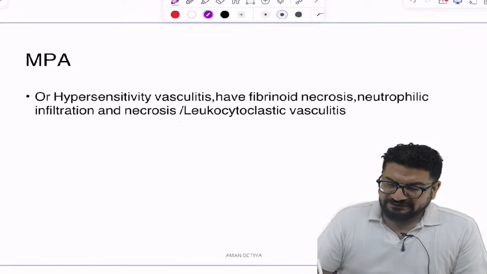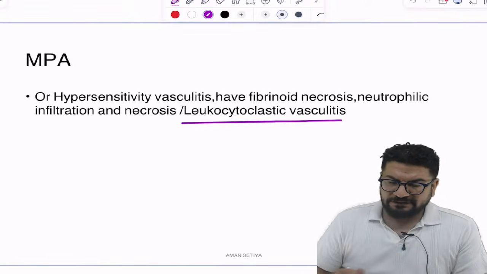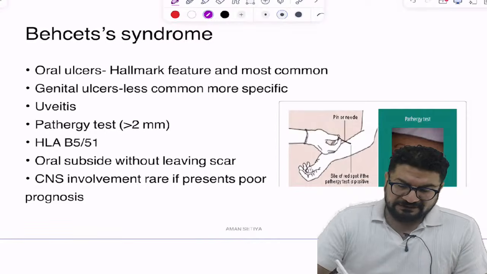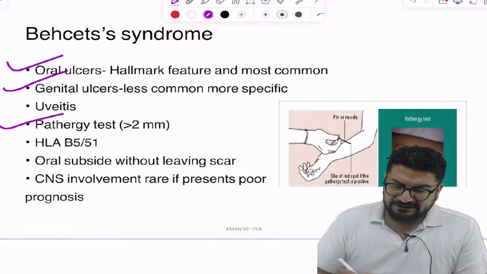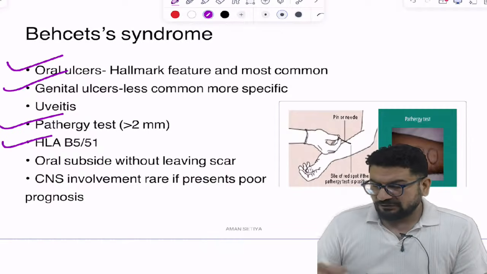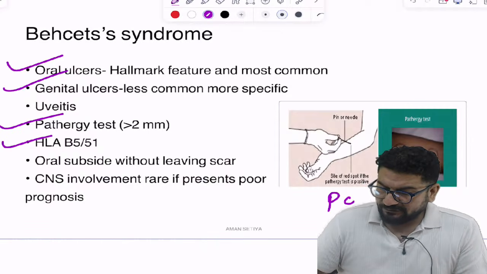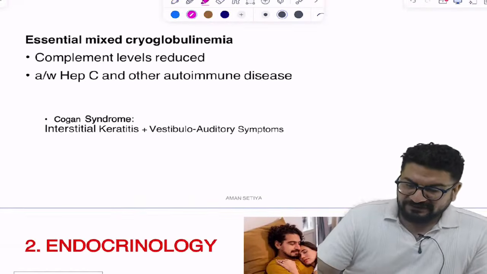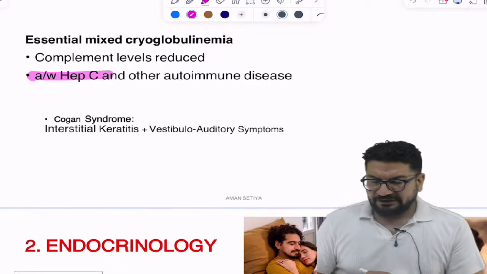Microscopic polyangiitis, just remember the new name, leukocytoclastic vasculitis. Behçet disease will have recurrent oral ulcers, recurrent genital ulcers. Then you can see the pathergy test, HLA is B51. So this is the pathergy test that we do for Behçet syndrome. Okay. Mixed cryoglobulinemia is something that is associated with hepatitis C.